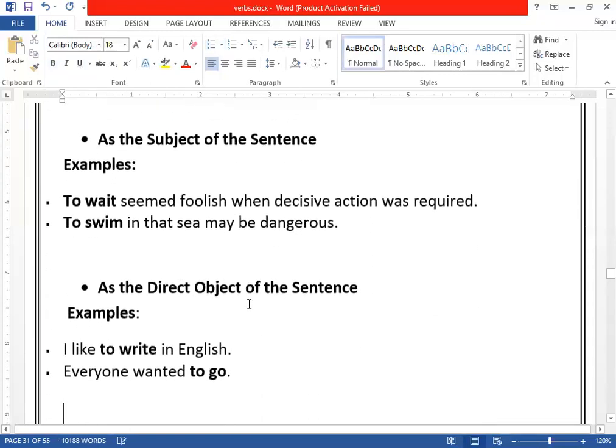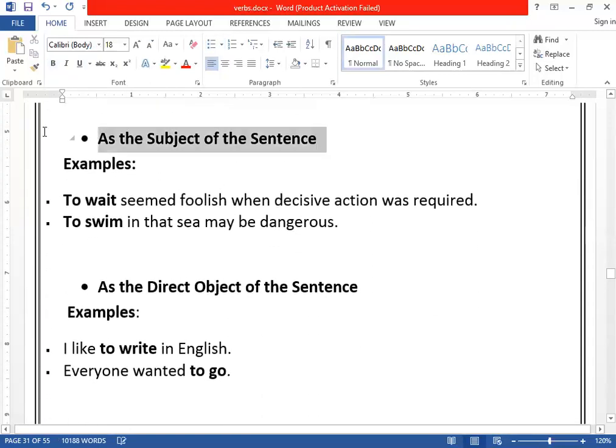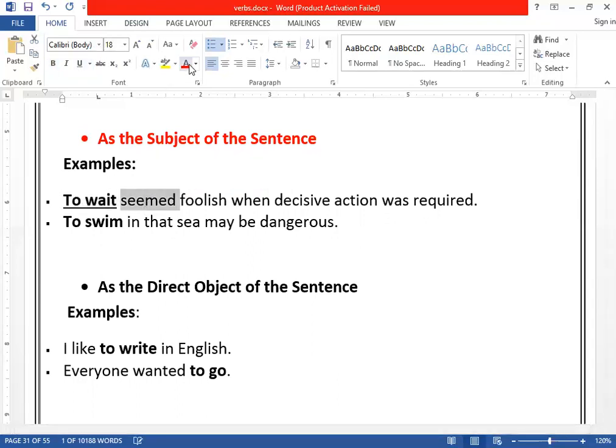Second, we use infinitive as the subject of the sentence. How? Let's take an example. To wait. Can you see, to wait is what? To wait is an infinitive. To wait seemed foolish when decisive action was required. Clear? For example, to swim, it's an infinitive.